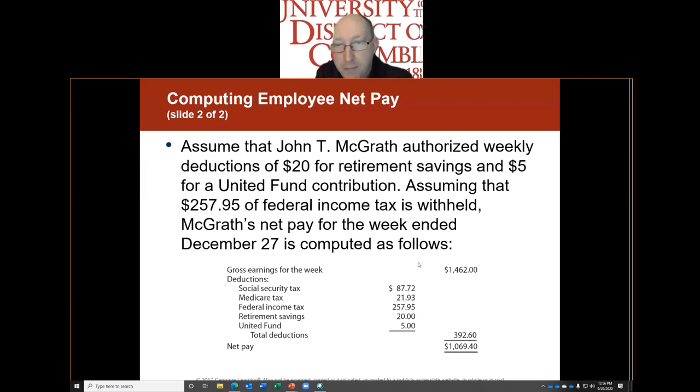Going back to our example, our employee's gross earnings for that week is $1,462, minus all of these great deductions: Social Security, Medicare, federal income, retirement savings, and a donation, to get to net pay, $1,069.40. We take our gross pay minus all of our deductions to get to net pay.